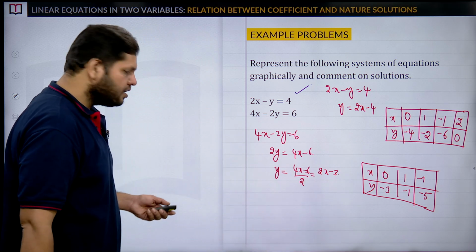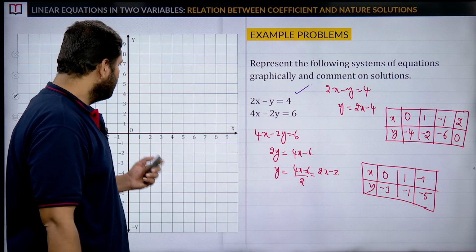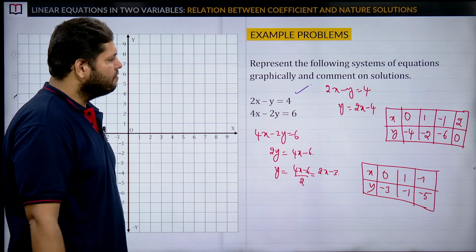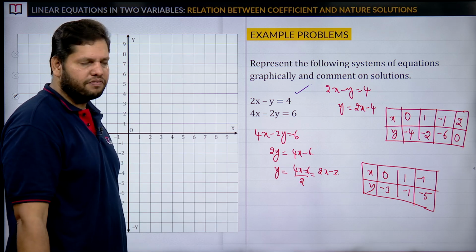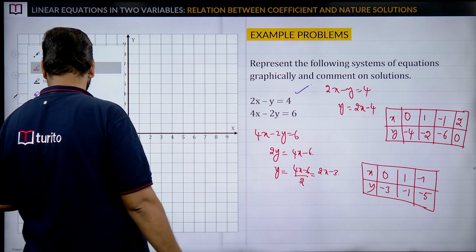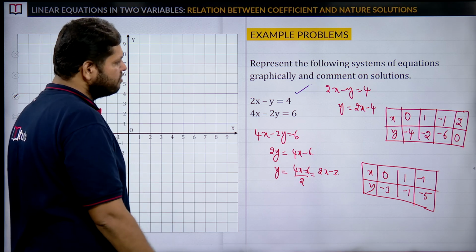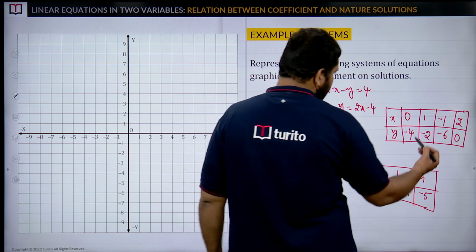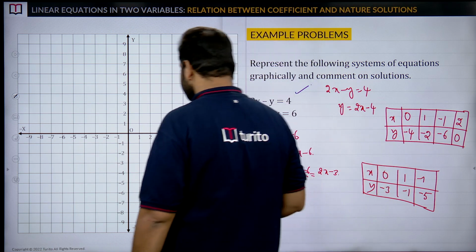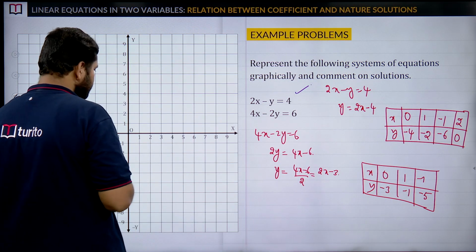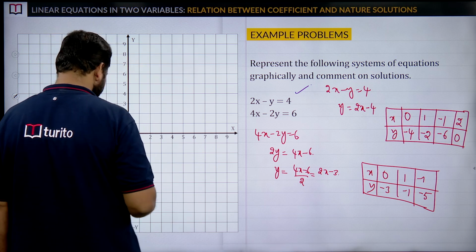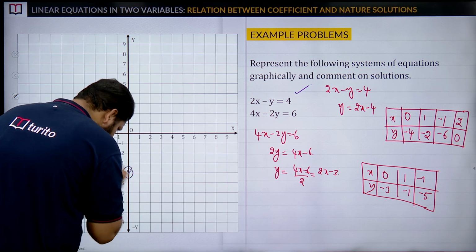Okay, fine, children. Let me draw the graph. Now again I'm taking the graph. First draw the first equation and then draw the second equation. For that I'm taking a different line, children. So what is the first equation, children? The first solution is (0, minus 4). X is 0 and y is minus 4. So the point is here.